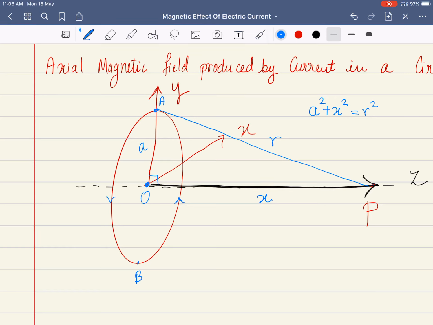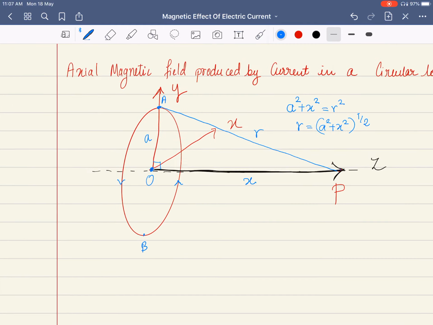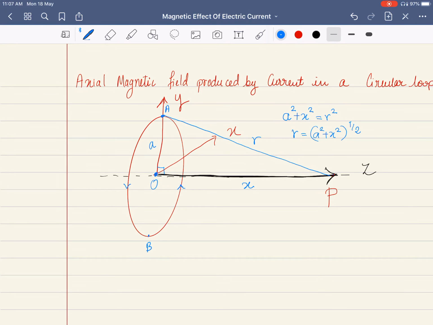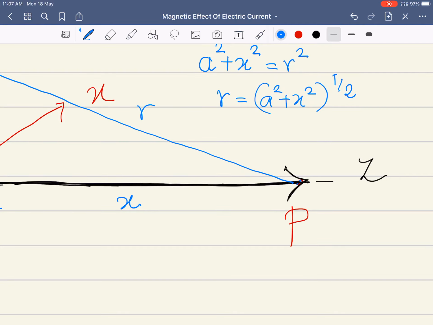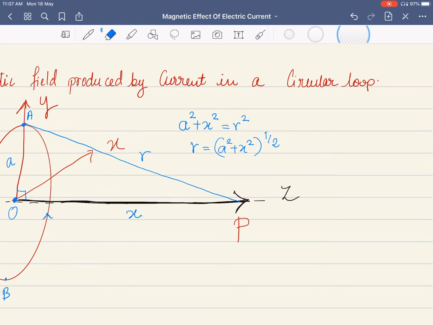Okay, so the value of R we can say is a square plus x square the whole raised to 1 by 2. This is how we can write it. Now if I compare the magnetic field produced by the current at point A to the magnetic field produced at B, how can I write it? Look over here, at this point P, when I talk about the magnetic field, let me just move this to the other half. Let me keep it a bit aside.